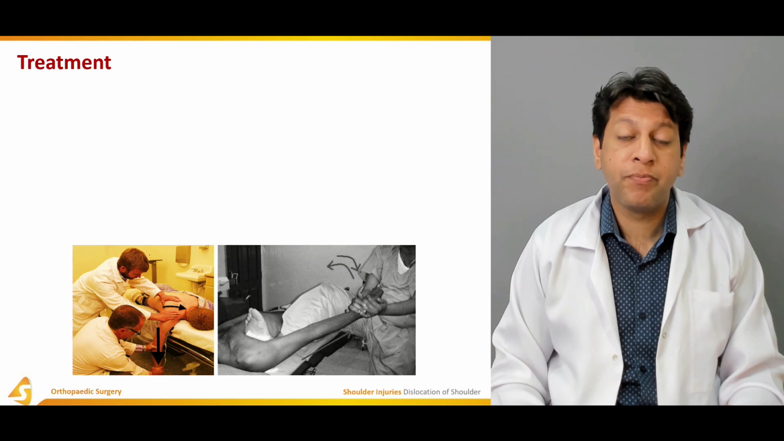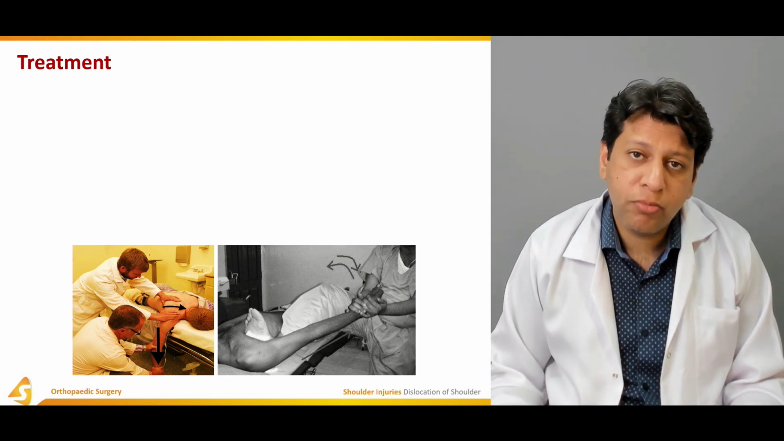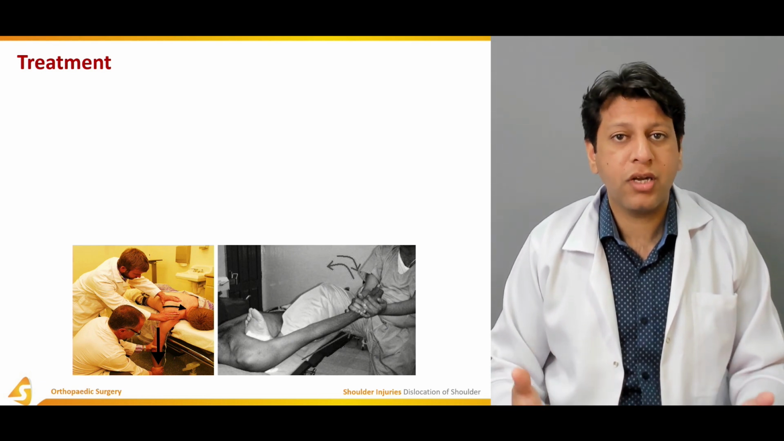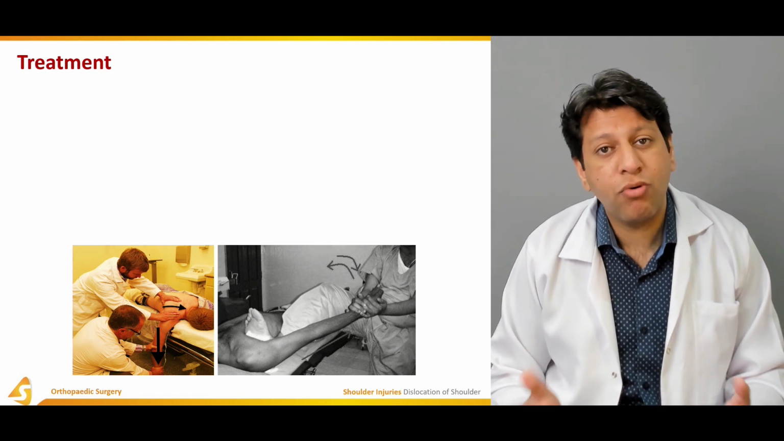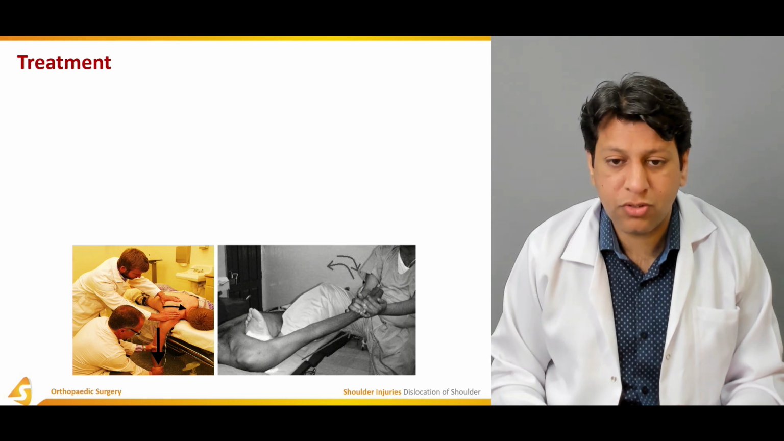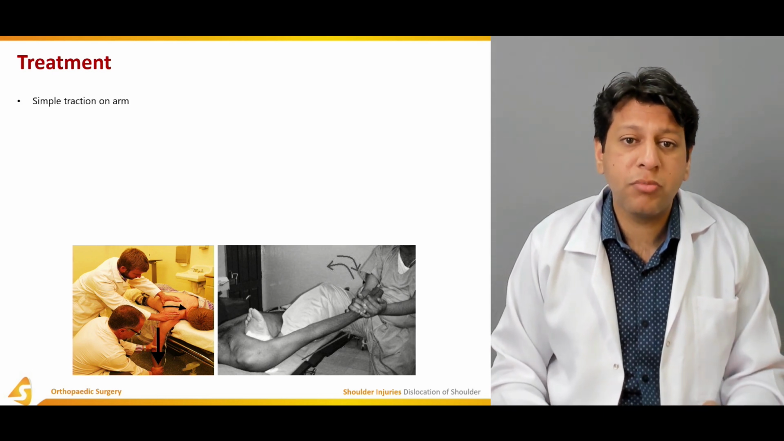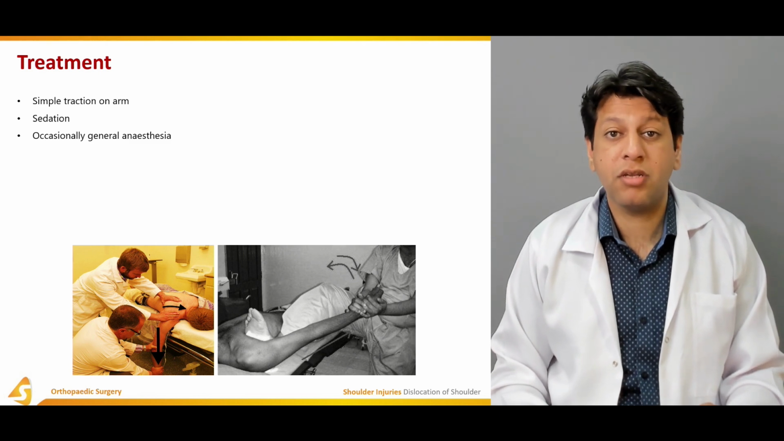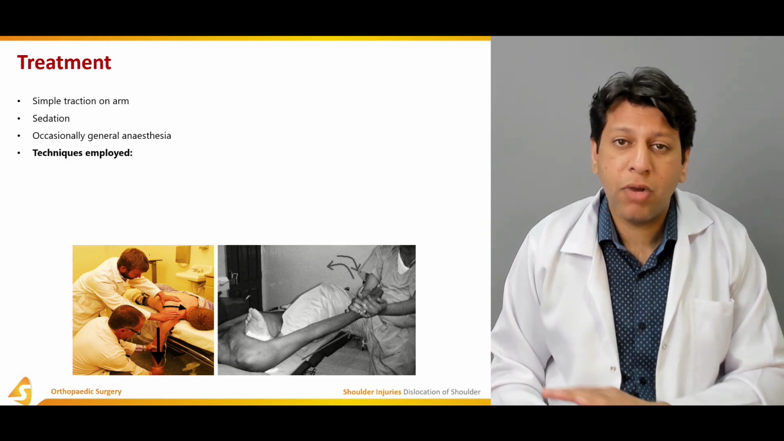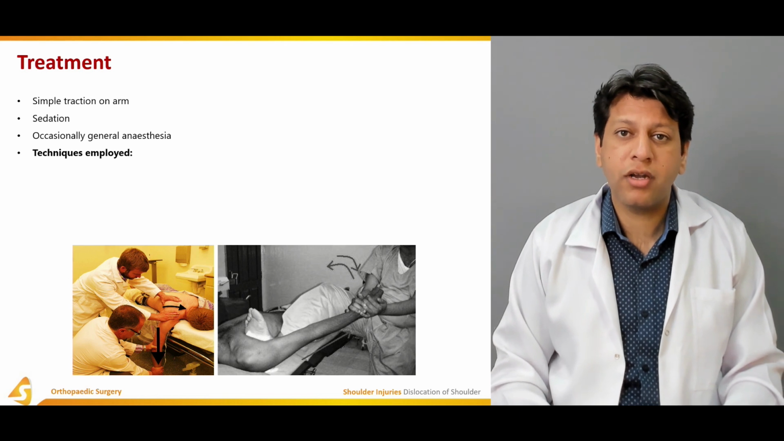Coming to the treatment, acute dislocation needs to be reduced closed. If closed reduction is impossible or we are not able to achieve it, then we have to go for open reduction of the shoulder joint. Closed reduction could be simple traction on the arm, sedation, and occasionally general anesthesia may also have to be given. There are multiple methods for shoulder reduction.